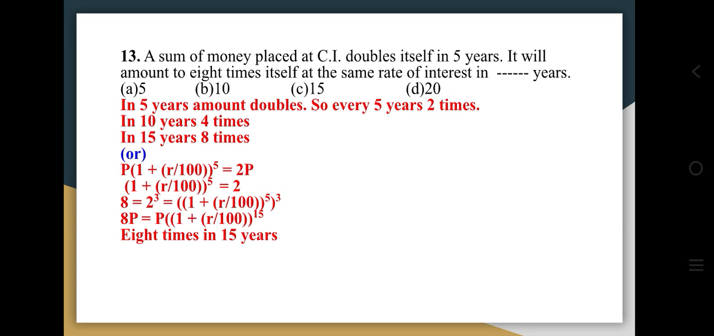Therefore, 8P is P into (1 plus R by 100) whole power 15. But what is P into (1 plus R by 100) whole power 15? It is the amount in 15 years. So the amount becomes 8 times the principal amount in 15 years. That is, it is 8 times the amount invested. Therefore, the answer is choice C.